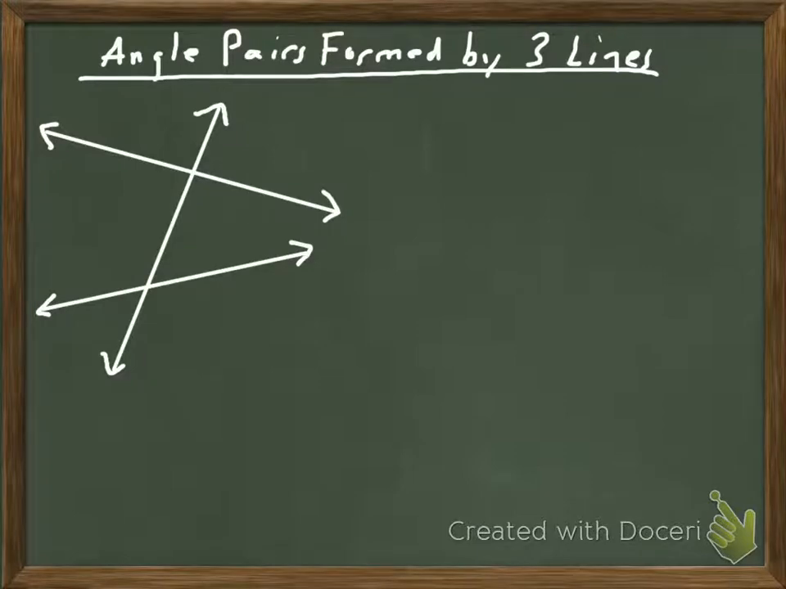Well, some vocabulary I need you to know. Whenever you have two lines that are intersected by the same line, one of the vocabulary terms you need to know is that the one line that cuts through the other two is called a transversal. Let me label that. Supposing that these lines are lines A, B, and C, C is called a transversal.